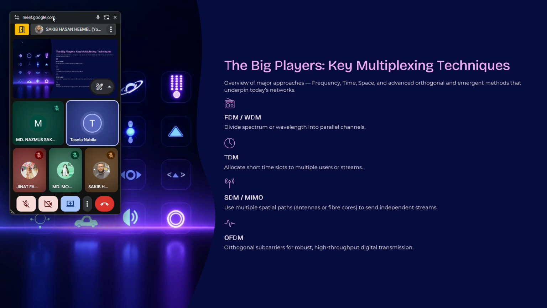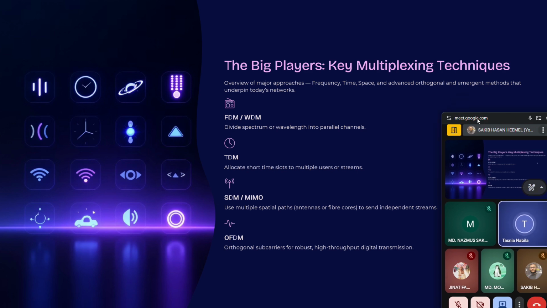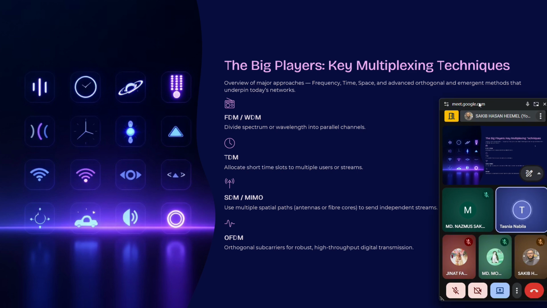In conclusion, multiplexing allows us to send more data using fewer resources. It plays a key role in modern communication systems and helps support the fast, connected world we live in today.